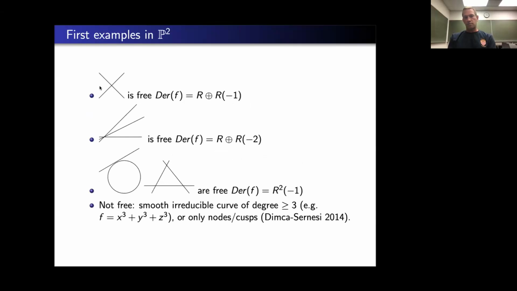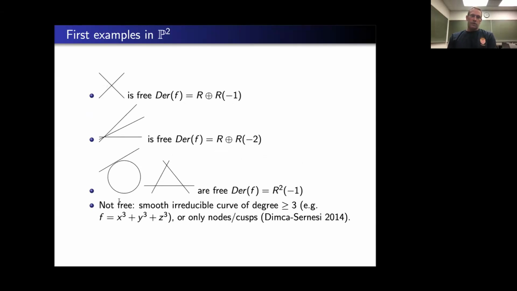So 2 lines are free, and the syzygy module splits this way. 3 lines through a point are free. The syzygies, one of them is degree 0, one is degree 2. A line tangent to a conic, or 3 lines that all meet sort of generically, those are both free.